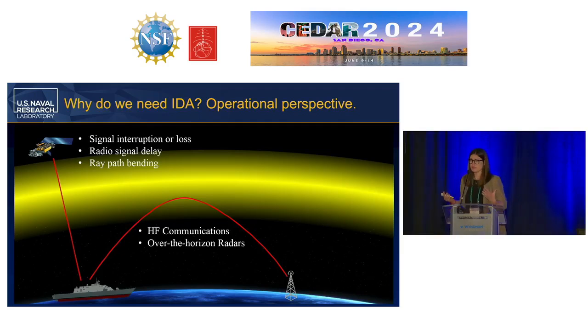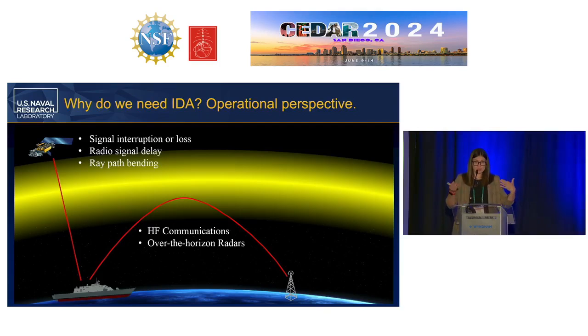Why do we need ionospheric data assimilation at all? Well, there are two reasons. The first reason is operational. Especially from the Navy point of view, we need to know the current condition of the ionosphere, because the ionosphere can interrupt or cause signal loss. It causes radio signal delays. It bends the ray path. Plus, high-frequency communications heavily rely on the ionosphere.